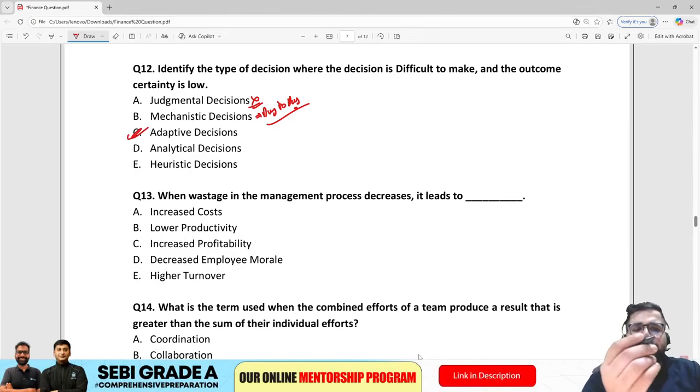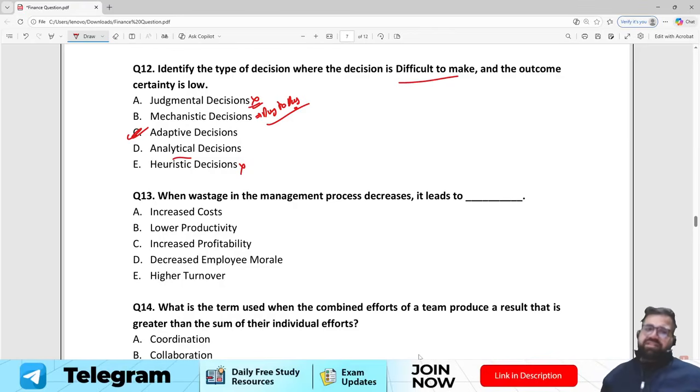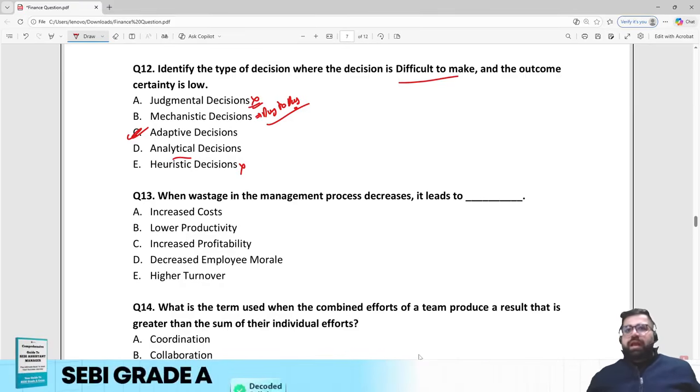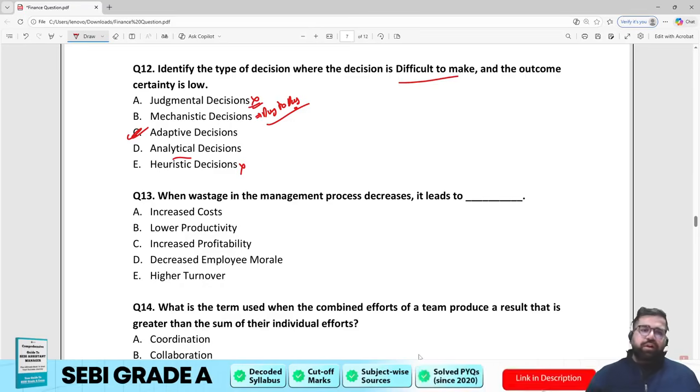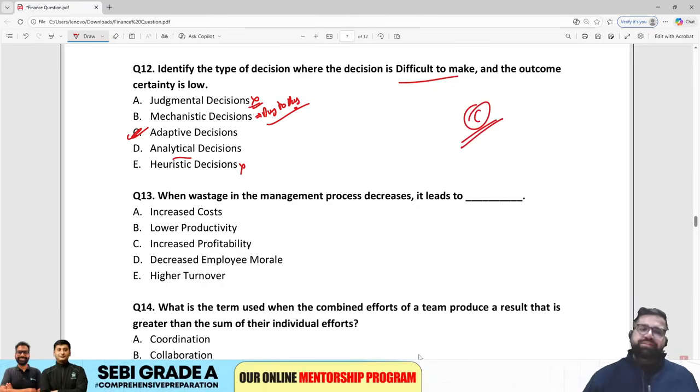Analytical heuristics are not making any sense. Heuristic decisions are not even difficult. They are very easy to make. For analytical, you need tools so that you can make the best decision. The correct will be adaptive. Adaptive is very difficult to make. It's a kind of research which you have to do, and even after you do the research, you are not sure whether you will get the desired result or not. Therefore, the correct answer will be option number C, adaptive decisions.